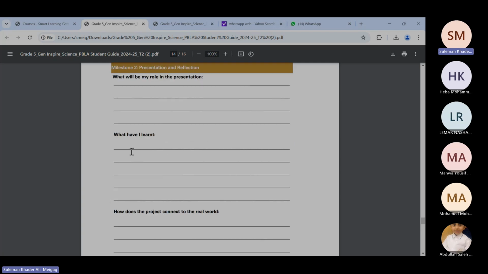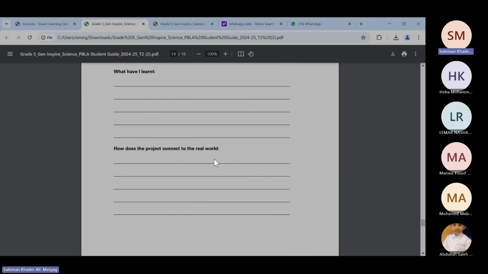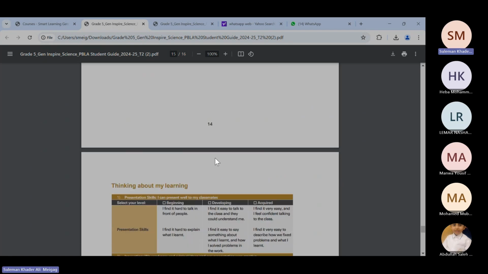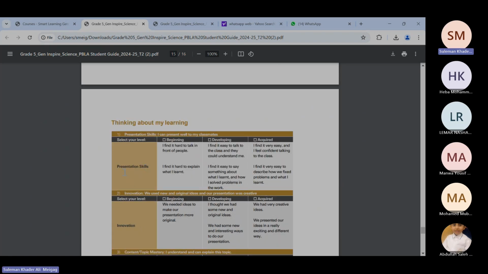Okay, and then what have I learned? And how does this project connect to the real world? Okay, how is water cleaned in the Emirate? Okay, if I am outside, far away from the city, can I clean some dirty water? Okay. Next one, presentation skills.